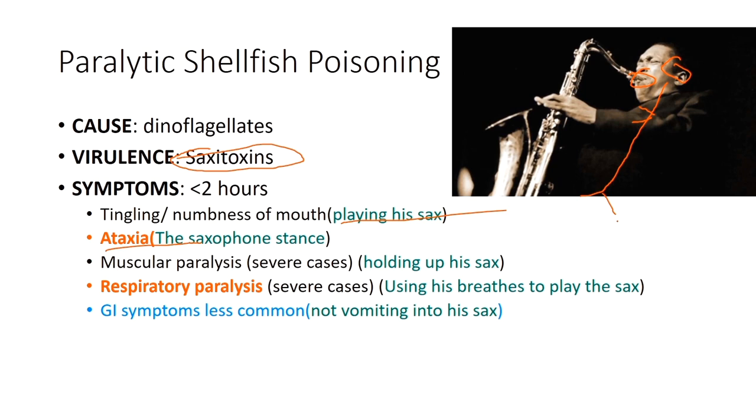So that's ataxia. It's a little bit ataxic. Then you have muscle paralysis. Well, because you're holding up your saxophone, you can have, in severe cases, muscle paralysis. And that's the use of those muscles there.